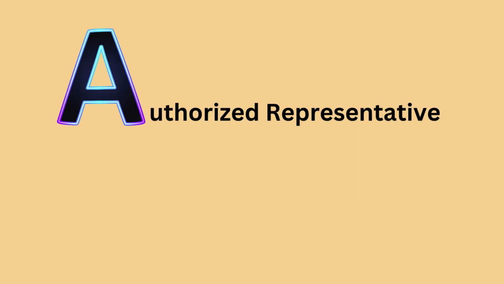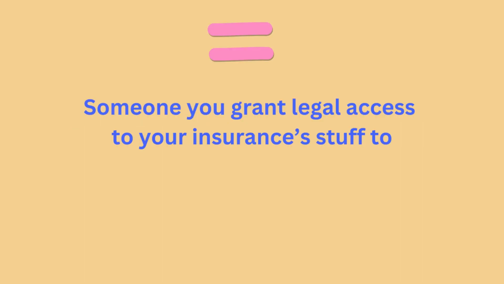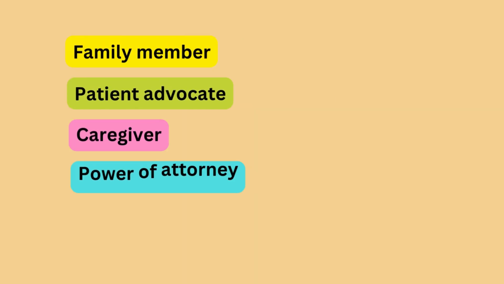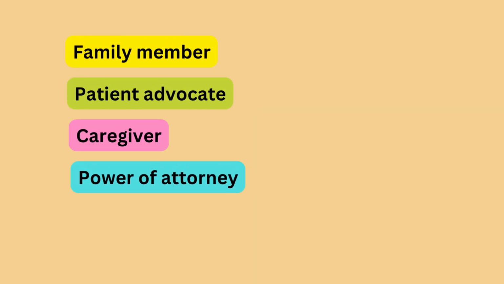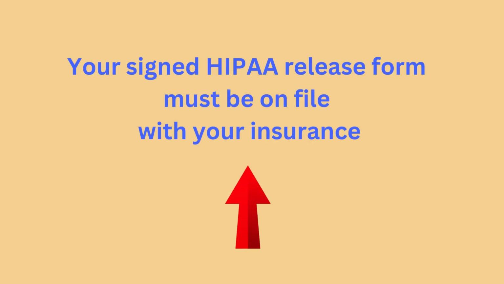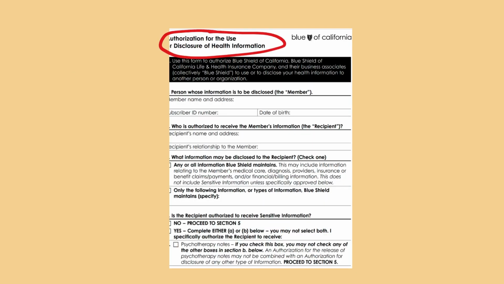Your authorized representative can be a patient advocate, caregiver, a family member, a friend. It's someone you give legal access to all your insurance information and also the right to act on your behalf. Make sure that a signed HIPAA release form is on file with your insurance.